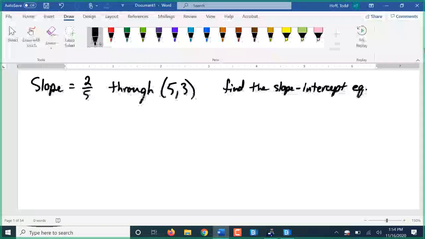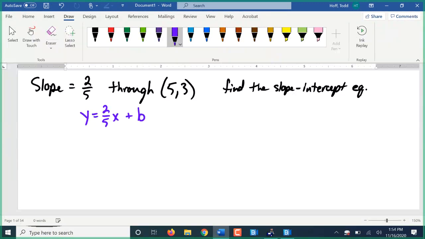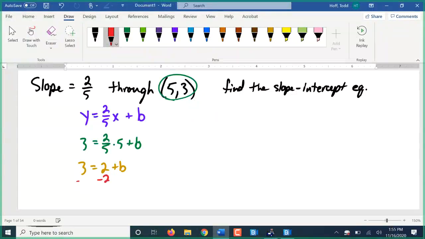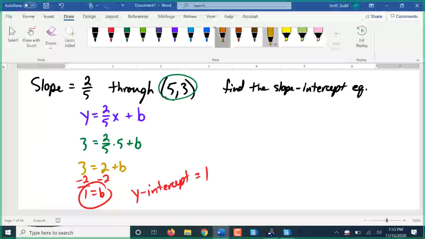Okay, so y equals slope, so 2/5 times x plus b for our y-intercept. We put in the point 5,3, so y is 3 when x is 5. We combine: 2/5 times 5 is 2. And to solve for b, we subtract 2. We get 1 equals b. So our y-intercept equals 1. So the equation, y equals the slope of 2/5 times x plus the y-intercept of 1.